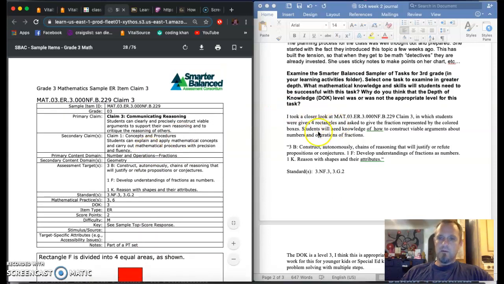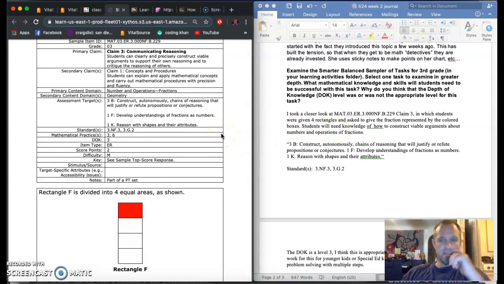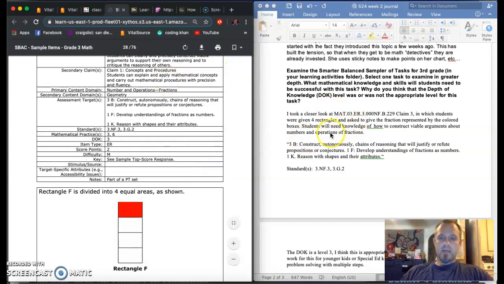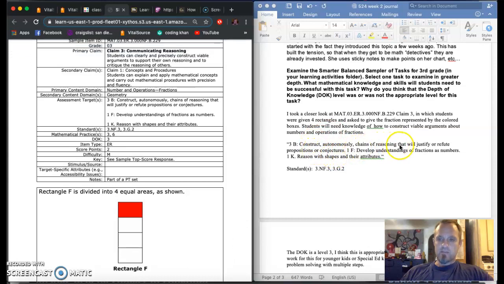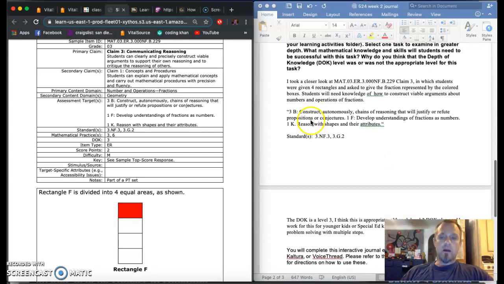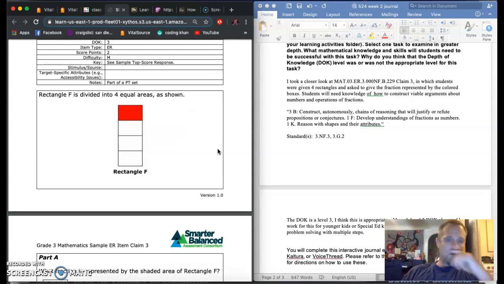The students were given 4 rectangles and asked to give a fraction represented by the colored boxes. So for this, students will need to know how to construct viable arguments about numbers and operations of fractions. They will construct autonomously chains of reasoning that will justify or refute propositions or conjectures, develop understandings of fractions as numbers, and reason with shapes and their attributes. All of that sounds very complicated, but when it comes down to it, it is a very simple problem.